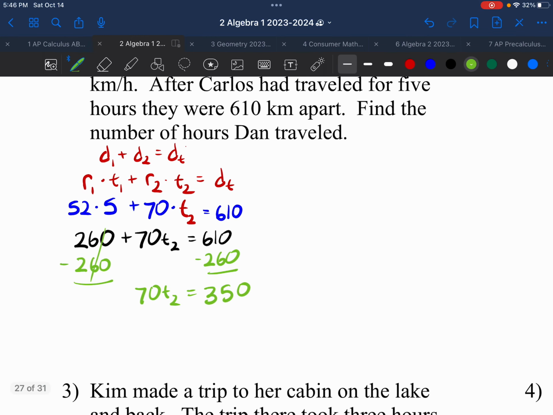And then the last thing we need to do is to get rid of the 70. Right now the 70 is being multiplied by T2, so the inverse operation of multiply is divide. We're going to divide by that coefficient, 70. So when we do that, the 70s are gone, and we get T2, which is going to be our answer.